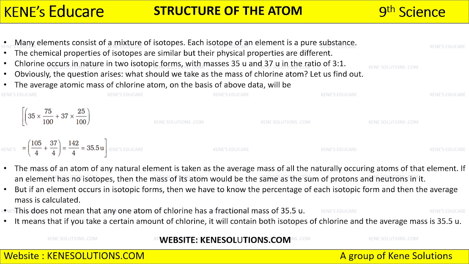So this does not mean that any one atom of chlorine has a fractional mass of 35.5 U. It means that we can take a certain amount of chlorine, and that can have both isotopes of chlorine, and the average mass we are going to consider as 35.5 U, based on the calculation that we did. Okay.